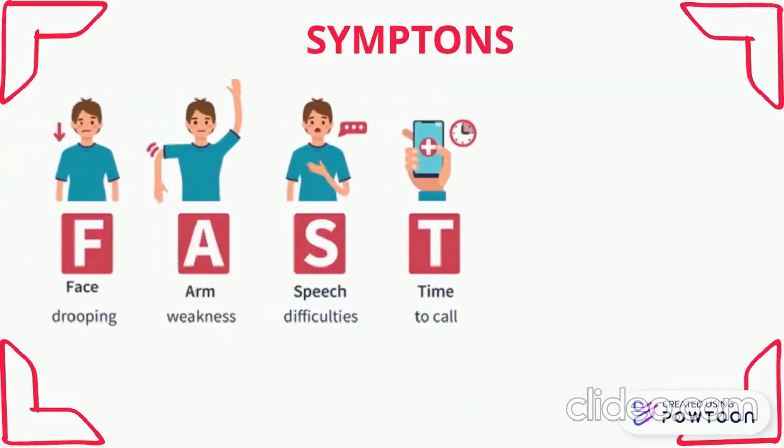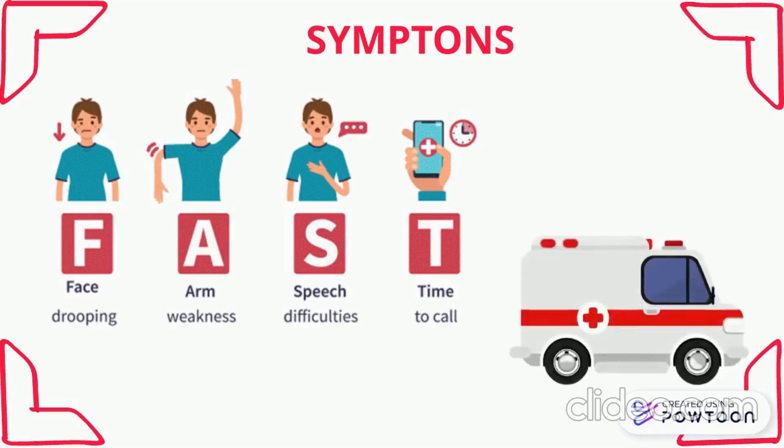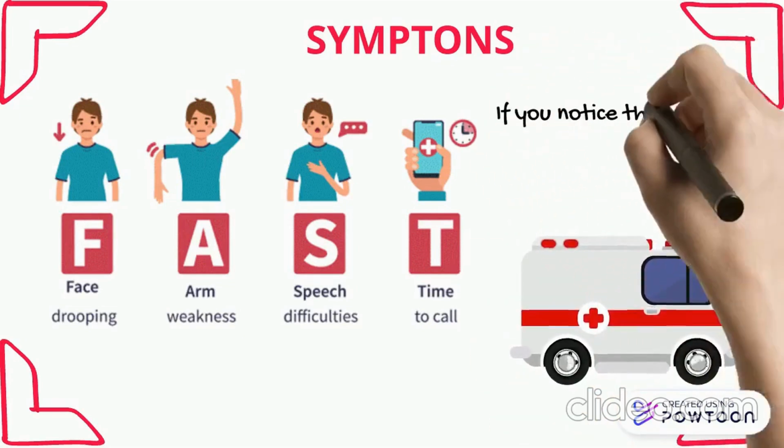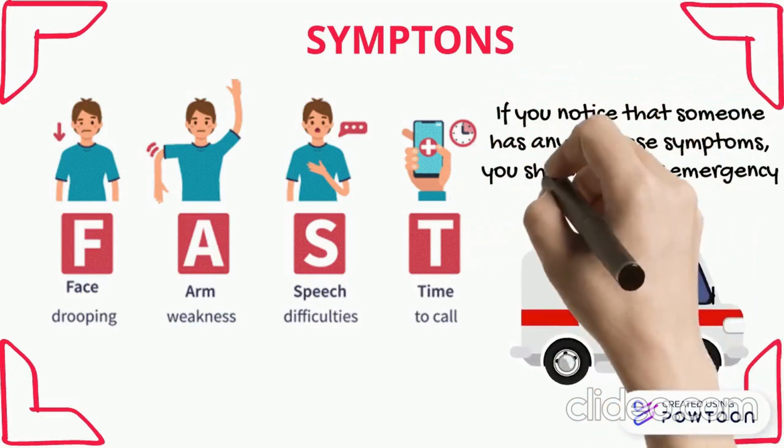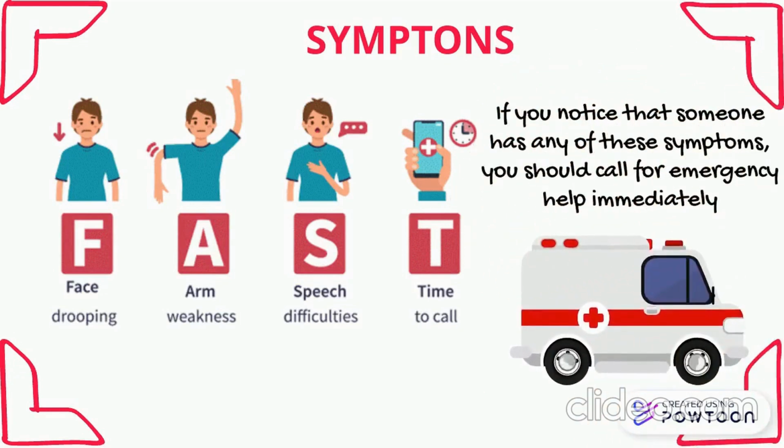An acronym to remember some common stroke symptoms is FAST: facial drooping, arm weakness, speech difficulties, and time. Time is obviously not a symptom but just a reminder to get help as quickly as possible to minimize cell injury and maximize the chance of a full recovery. If you notice that someone has any of these symptoms, you should call for emergency help immediately as they could be having an ischemic stroke.